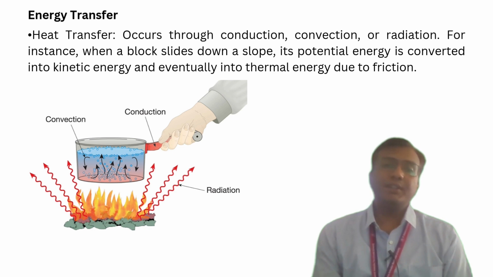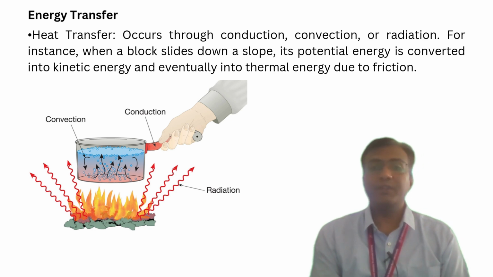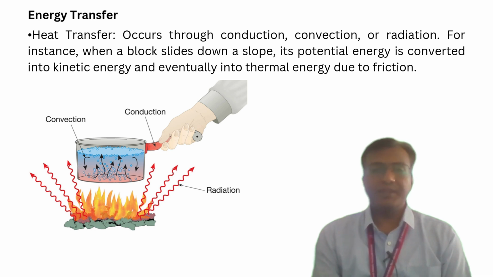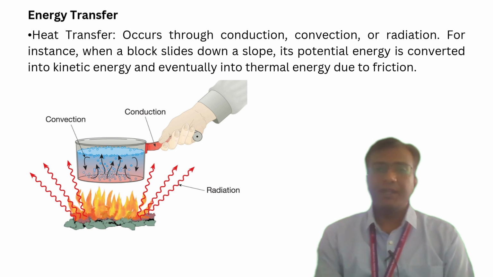Second, convection is the transfer of heat through the movement of fluids, liquids or gases. When a fluid is heated, it expands and becomes less dense, causing it to rise. Cooler, denser fluid then sinks to take its place, creating a circulating current that transfers heat. An example is warm air rising and cool air sinking to the bottom of a room.